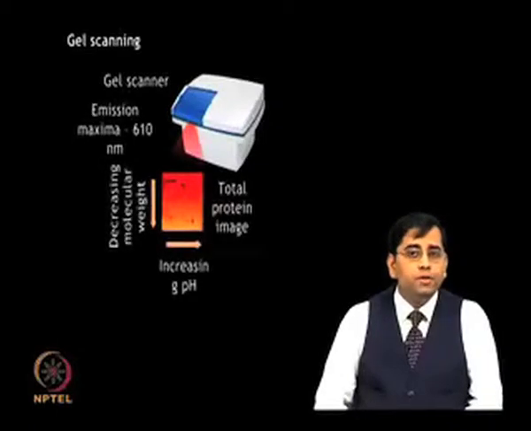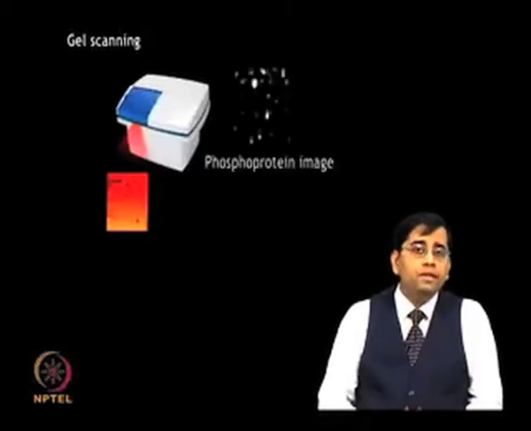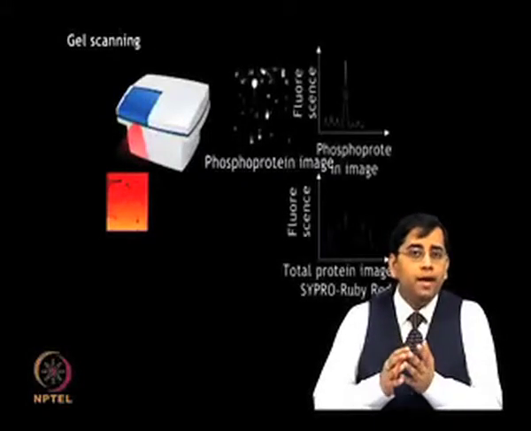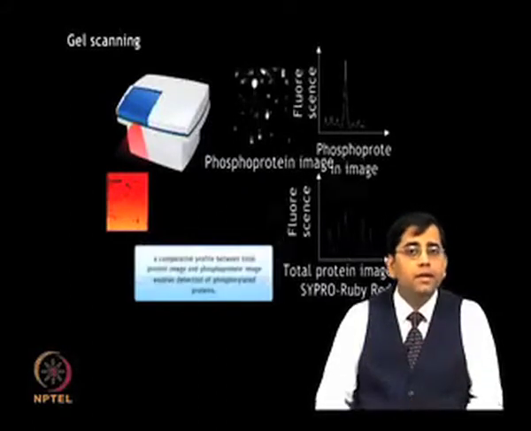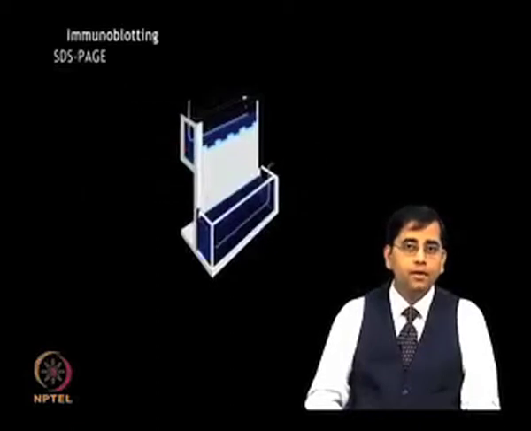The image produced will have a greater number of spots since all the proteins present on the gel can be detected. This dual staining procedure provides a useful comparative profile of the phosphoproteins and total proteins on the gel and enables detection of phosphorylated proteins. Protein phosphorylation is widely detected using immunological or enzymatic techniques.